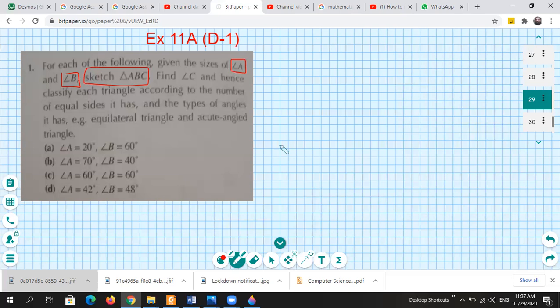So find angle C. So first of all, we have to sketch these two angles, and then find the third angle, angle C, and hence classify each triangle according to the number of equal sides it has, and the type of angle it has. So then we will classify the triangle regarding the sides and then with angles. So for example, it is an equilateral triangle or acute angle triangle.